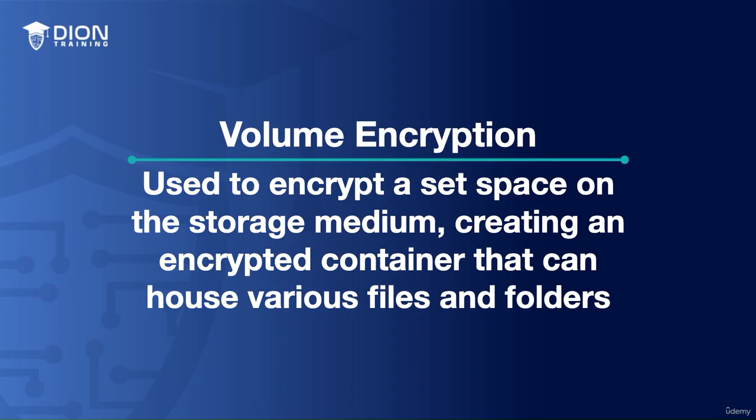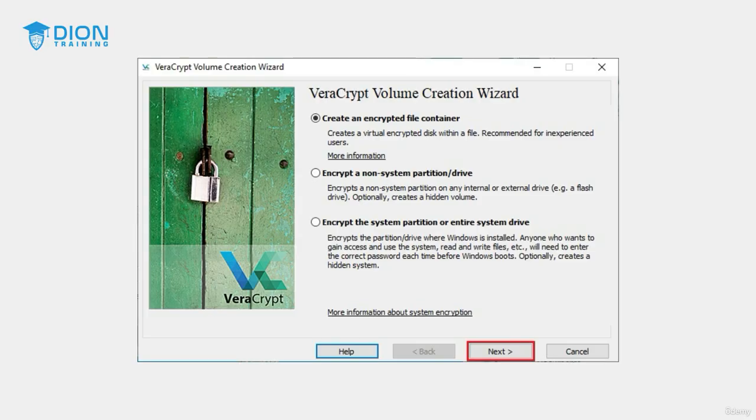Now, third, we have volume encryption. Volume encryption is a technique that's used to encrypt the set space on the storage media to create an encrypted container that can house various files and folders. Now, VeraCrypt is a common tool for creating these kinds of encrypted volumes, and this method provides us with flexibility because we can decide the size of the encrypted volume that we want to use.